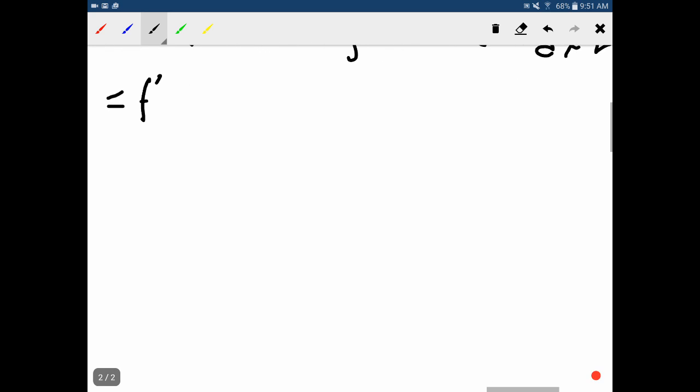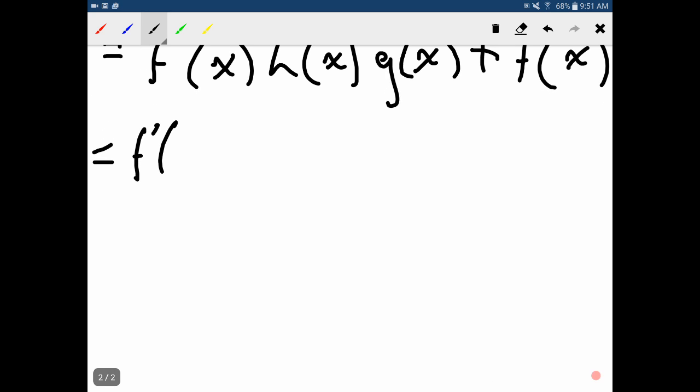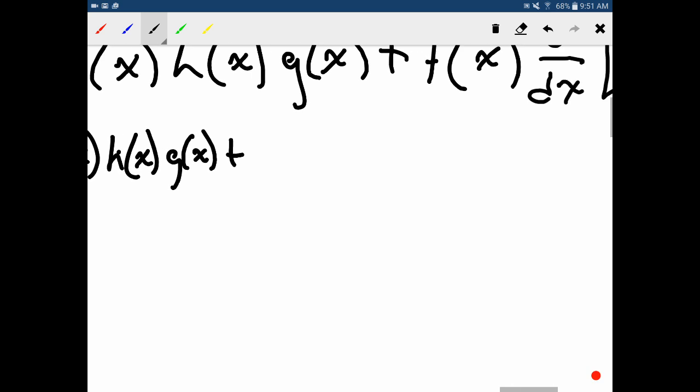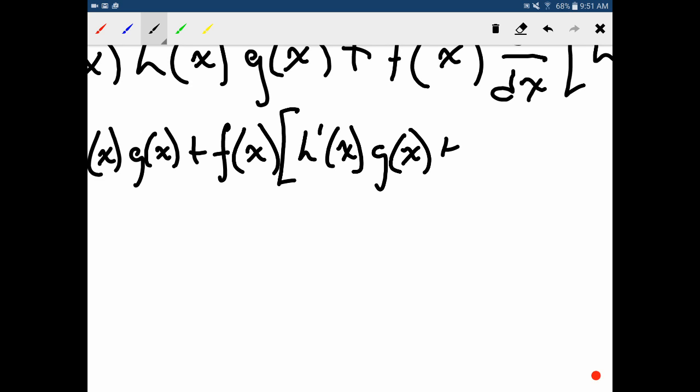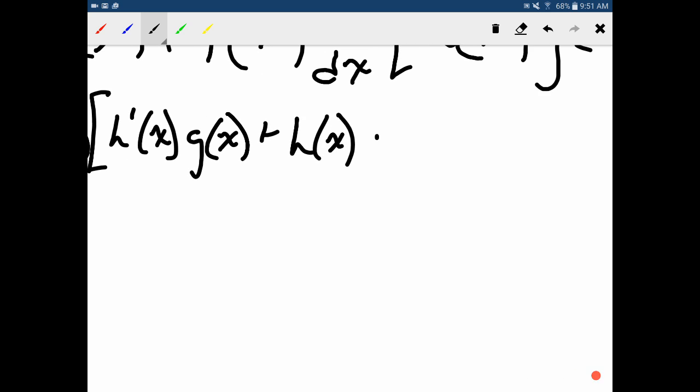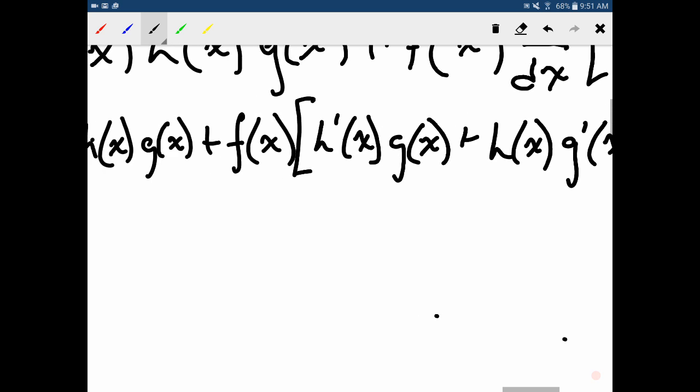So we'll leave this. Here I'm going to zoom in so I can write smaller again. We've got f prime of x times h of x times g of x plus f of x. And now we'll take the derivative of that product. So we'll have h prime of x times g of x plus h of x times g prime of x. Okay, so there we go.